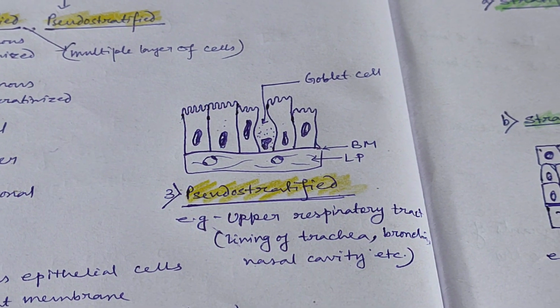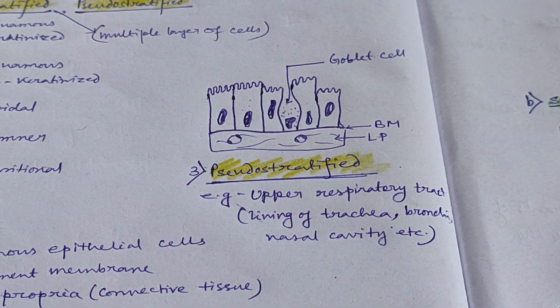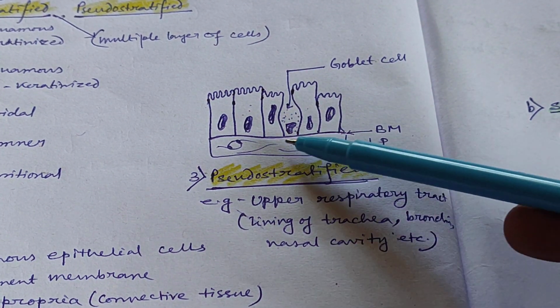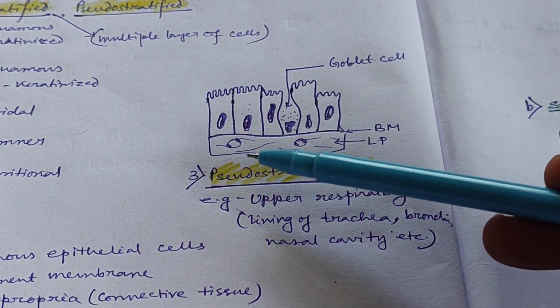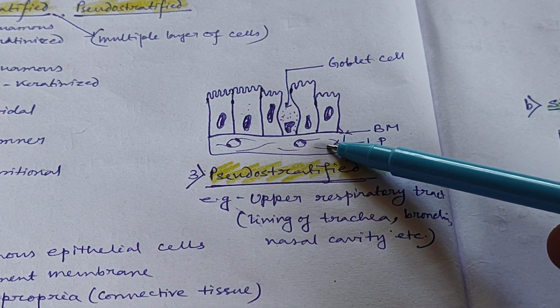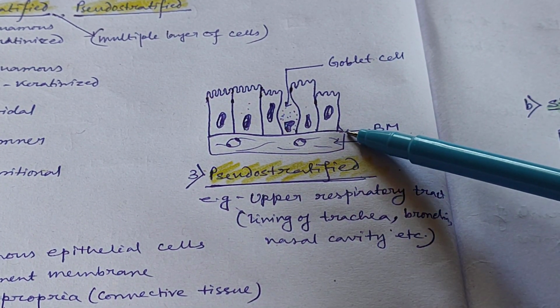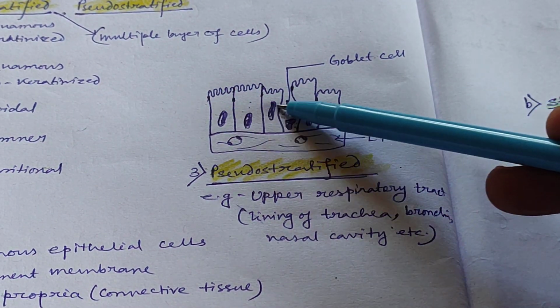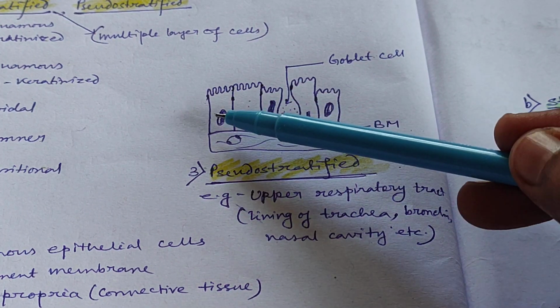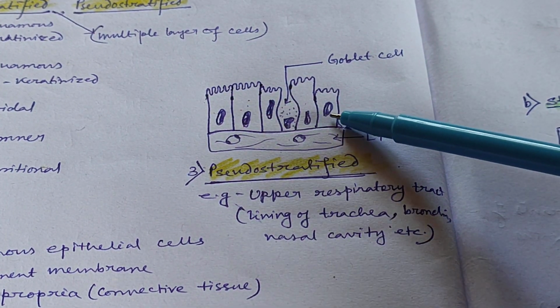Now coming to the last one, pseudo-stratified epithelial tissue. Here the name suggests that they look like stratified one, but actually they have only a single layer of cells over the basement membrane. Here you can see this is the lamina propria or connective tissue, this is the basement membrane, and over there only one layer of columnar cells is present. But their nuclei are situated at different levels.